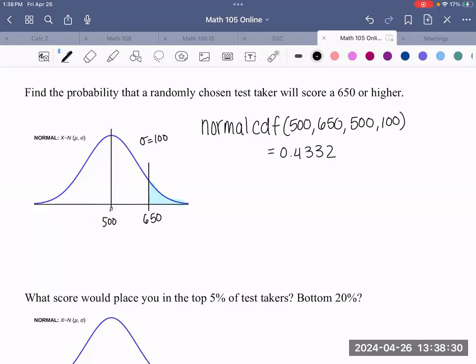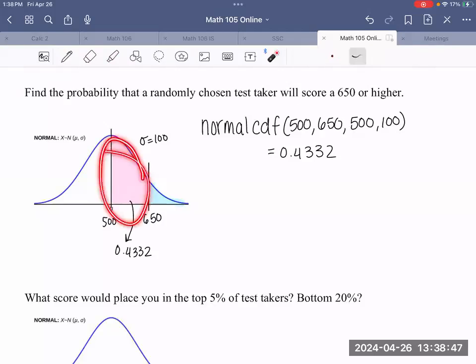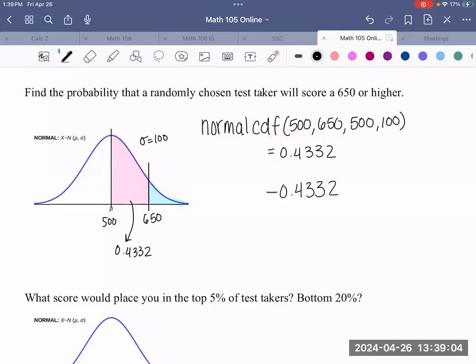As normal. We would get out 0.4332. Now what this part is reading is this part right here. So if you plug that into your calculator, this is 0.4332. Is this what we want? No, right? We want a very specific portion here. So what are we going to have to do to 0.4332? We're definitely going to have to subtract it out, but by what number?